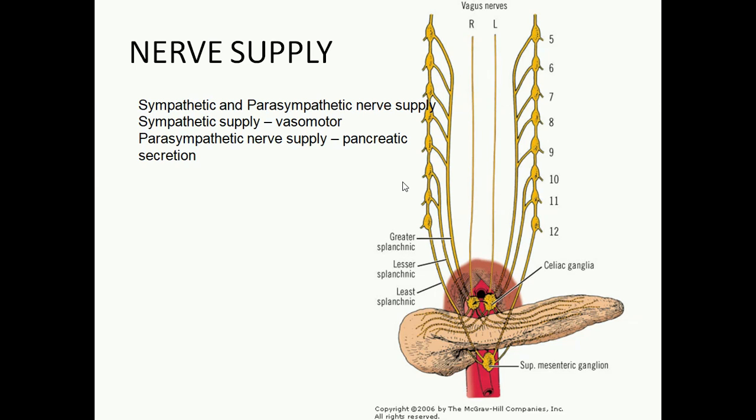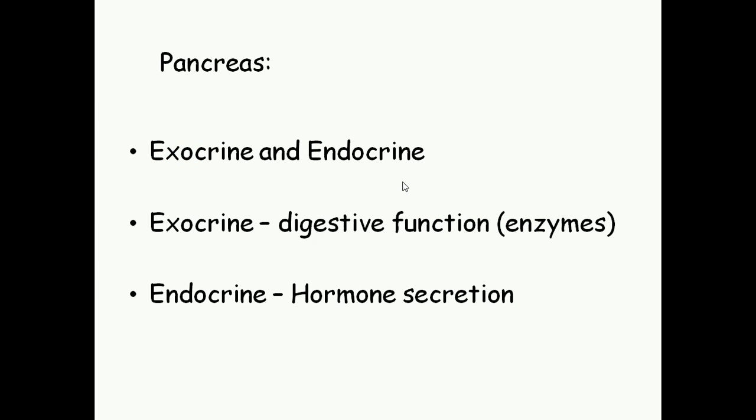Parasympathetic nerve supply will be taken up by the vagus nerve, and the bilateral vagus nerve gives parasympathetic supply, which is responsible for the secretory functions of the pancreas. So basically it is exocrine and endocrine.